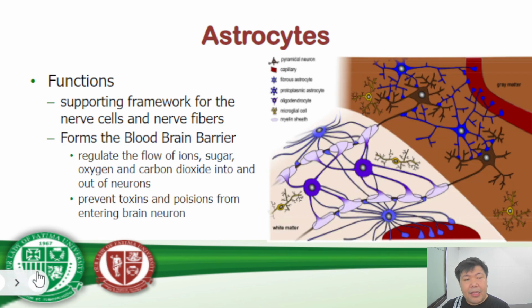Now, what is the function of your astrocytes? Let's see. So, they give a supporting framework. Kasi nga, neuroglial cells, function nila to give support. Sabi natin kanina, they support the neurons in all ways possible. So, they provide a supporting framework. But more importantly, please do remember, your astrocytes form what we call as the blood-brain barrier. So itong blood-brain barrier is important kasi siya yung nagre-regulate ng flow of ions, sugars, carbon dioxide in and out of the neurons.